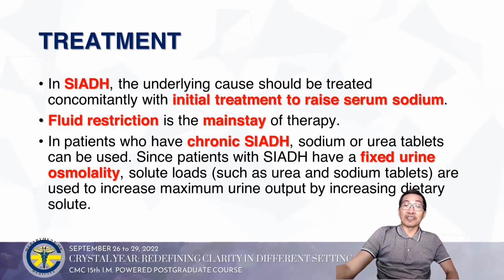In patients with chronic SIADH, sodium or urea tablets can be used. Since patients with SIADH have a fixed urine osmolality, the solute loads such as your urea and your sodium tablets are used to increase the maximum urine output by increasing the dietary solute.